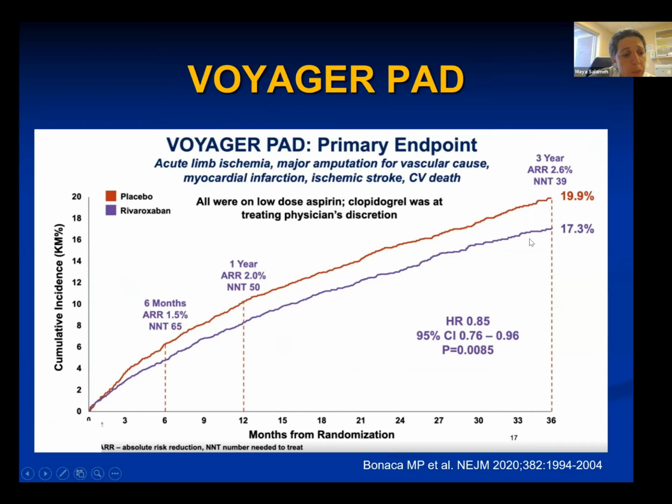You can see that the patients randomized to the low dose rivaroxaban plus aspirin group had a lower rate of the composite outcome compared to placebo, with an absolute risk reduction of 2.6% at 3 years and a number needed to treat of 39. Overall, this is a really dramatic first event rate. In cardiology trials, you're looking at event rates of about 10% at 3 years, and here you have 1 in 5 patients having an event at 3 years. So these are very high risk patients.